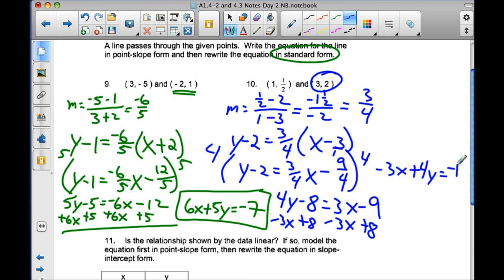Now we've got to divide both sides by what number? Switch everything around, guys. 3x minus 4y. Easy peasy. It's just a lot of work. You've got to be careful with your signs.